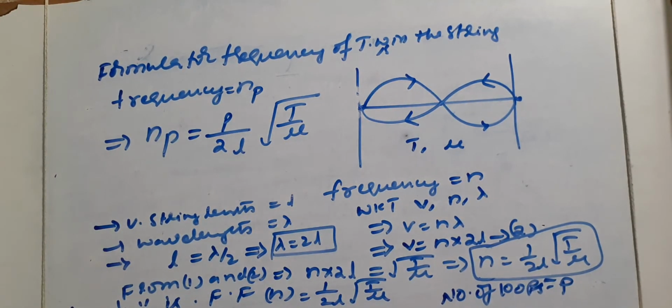So if the string vibrates with a number of loops P, then the frequency of the vibrating string having transverse waves, Np, is equal to P by 2L into the square root of T by mu. Now, what about the laws of transverse waves produced in the stretched string?